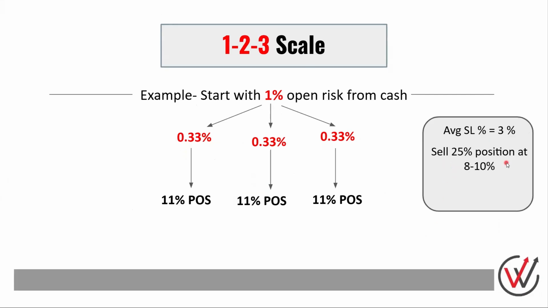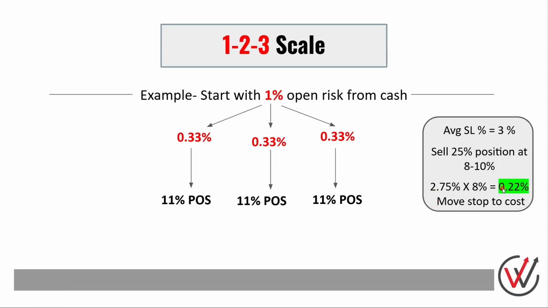Sell 25% of the position at 8 to 10%, because in any case you're moving your stop to cost. So why not book a very small part of the position? You're already taking an 11% position. People start off with 3, 4%, 5%. So you're already having an edge over them. You sell around 3% of the position, you're left with 8% size.